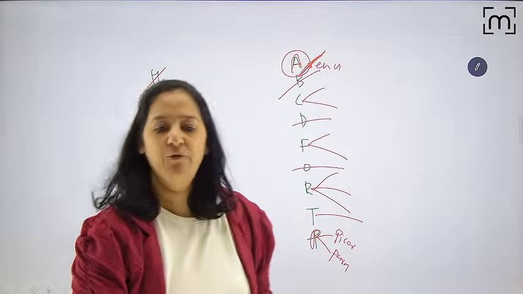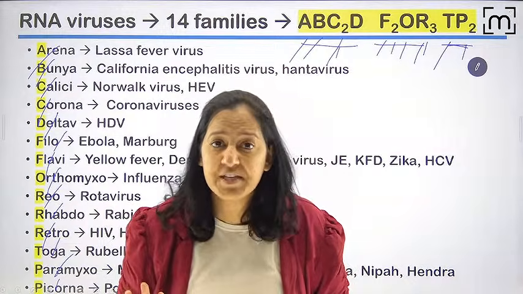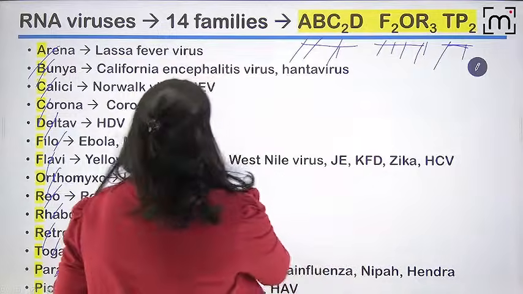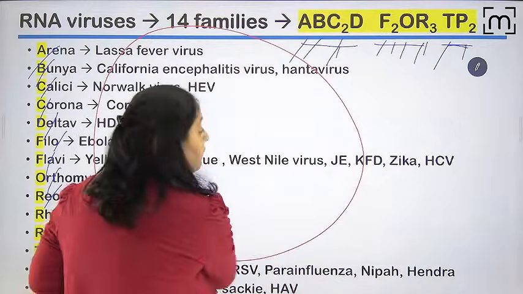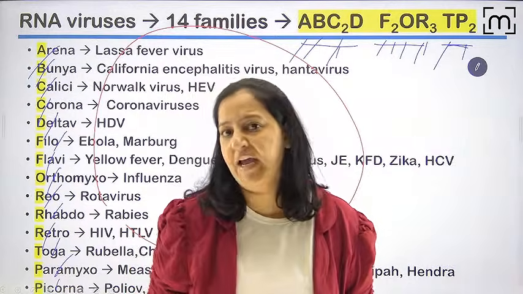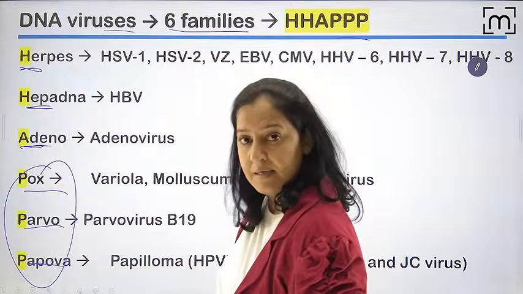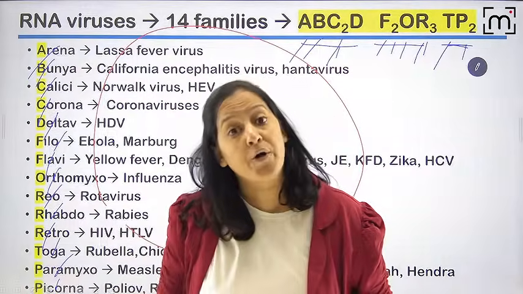It's very easy if you learn the mnemonic. Now learn the members inside that. Families are not important. You have to learn the members. I will tell you each and every member from tomorrow onwards, system-wise. Don't you dare to miss it. I will teach you all the viruses, all DNA, all RNA, divided according to their systems.